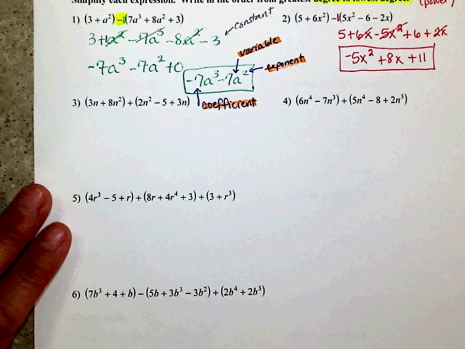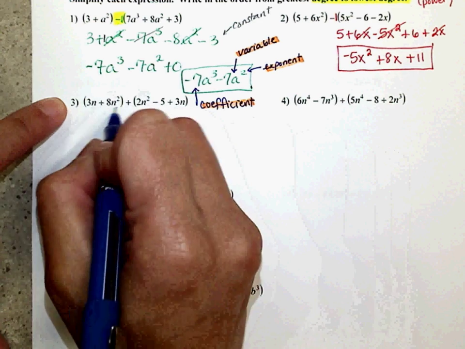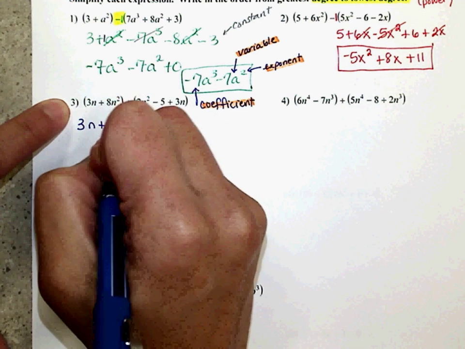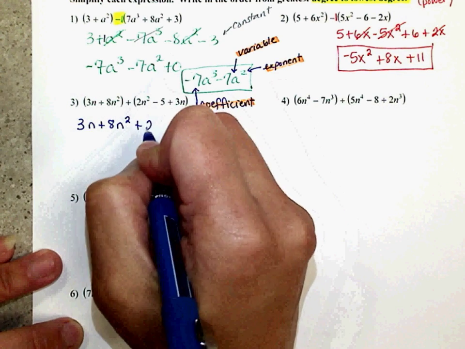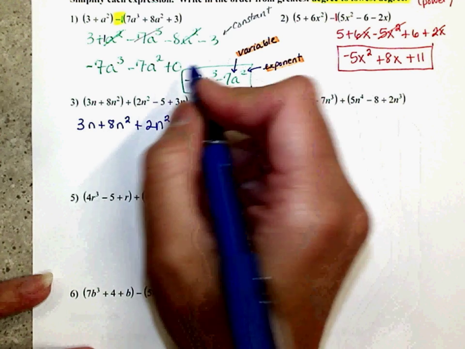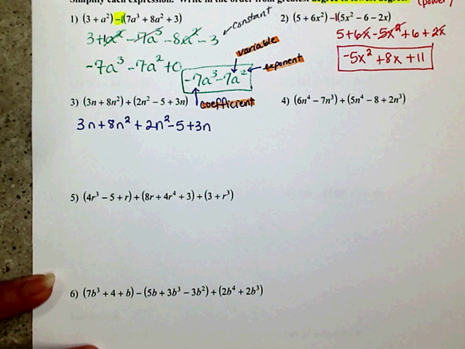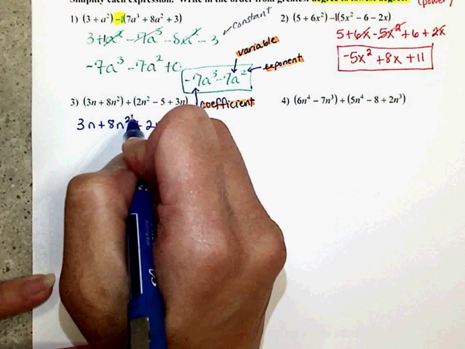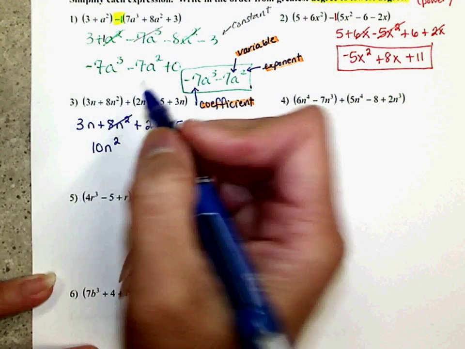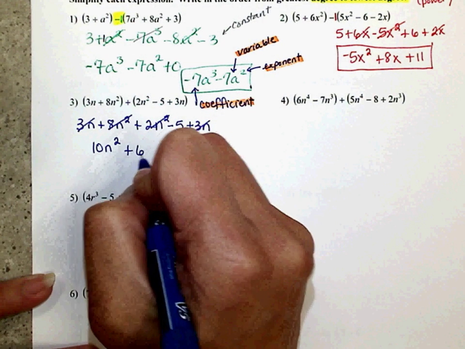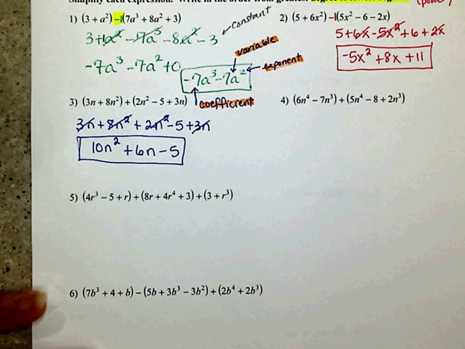That's called a constant. Variable, coefficient, power. Number 3. This time you have a plus. Nothing to combine there, so I'm going to bring it down. 3n plus 8n squared. Positive 1 times 2n squared is positive 2n squared. Basically, if it's a plus, you're just going to bring everything down and get rid of your parentheses. Minus 5 plus 3n. Combine your like terms. Your highest degree is right here. 8n squared plus 2n squared is 10n squared. 3n plus 3n is positive 6n. And then you bring down your constant of negative 5. Highest degree to your lowest.